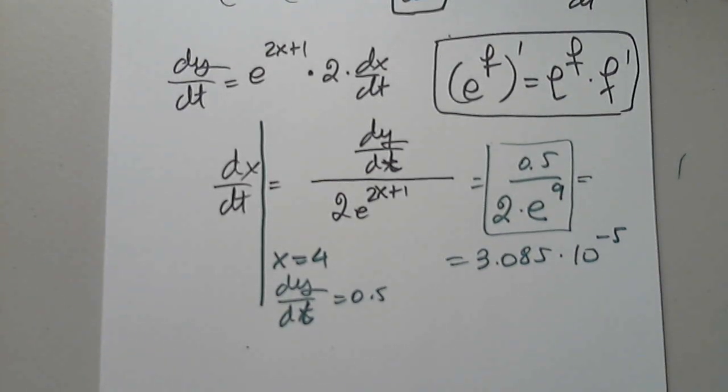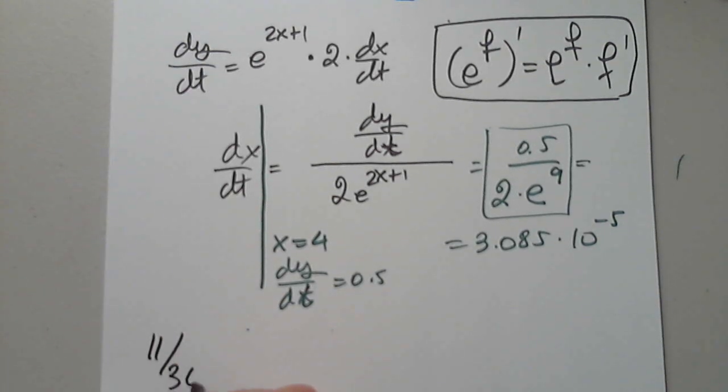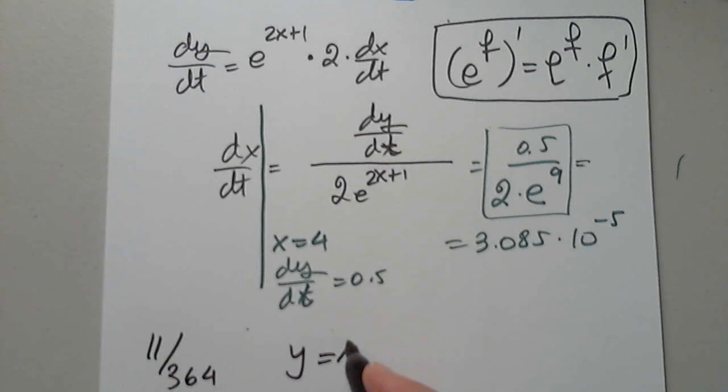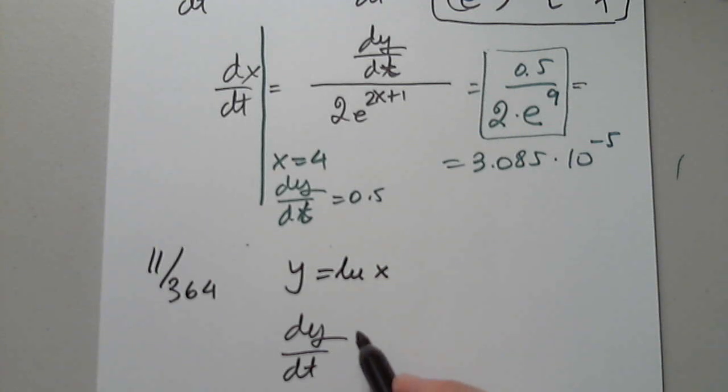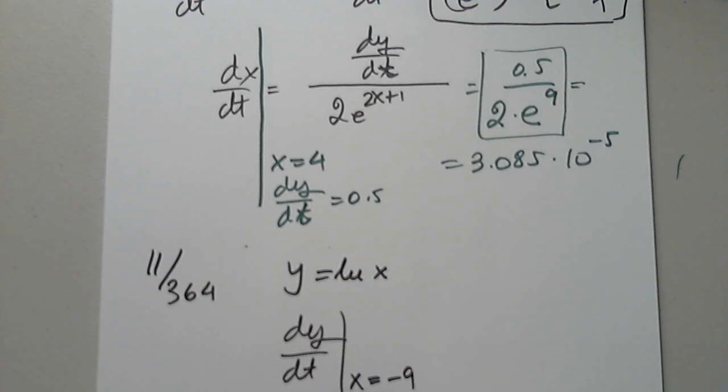We have 3 minutes. Let's choose another. That's all it takes. Any of these problems, less than 3 minutes. So you want to choose, or I will. I want to choose 11. On the same page, 364. So in 11 we have y equals natural log x. They want us to find dy over dt when x is negative 9 and dx over dt is 0.25. I hope I copied from the same problem. Okay.